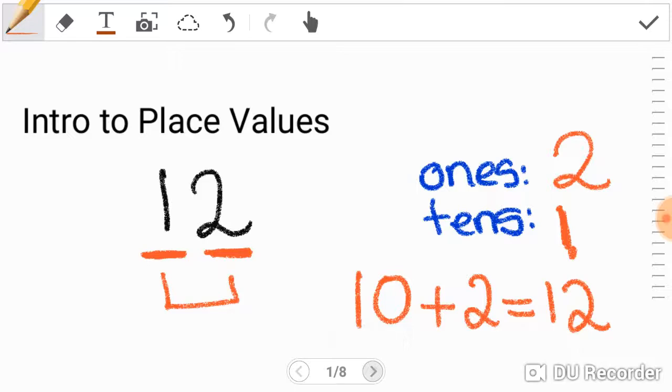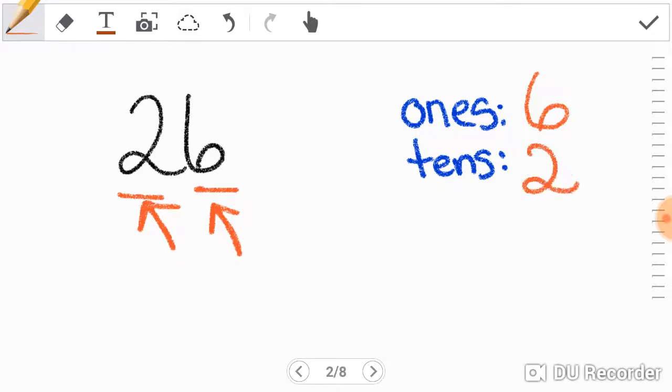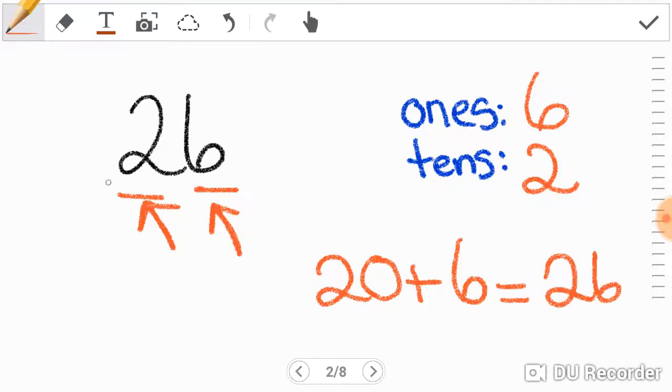Now let's look at another two-digit number. Let's see if we got the hang of this. Now we have two digits. They make up number 26. In the ones place, we have a 6. In the tens place, we have a 2. That means we have 2 tens, which is 20. We have 6 ones, which is 6. And 20 plus 6 is 26. So that's why 26, two digits, each one has its own value.